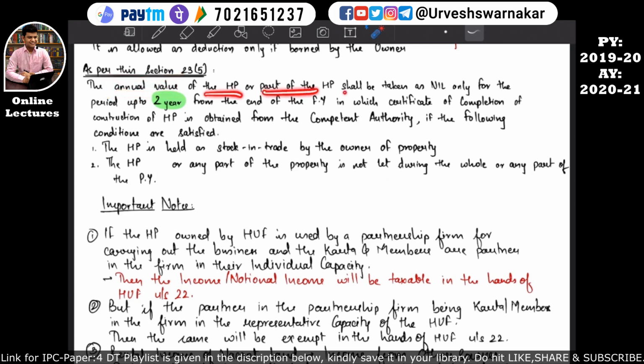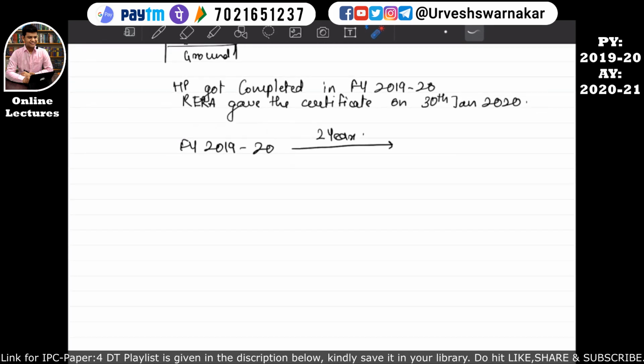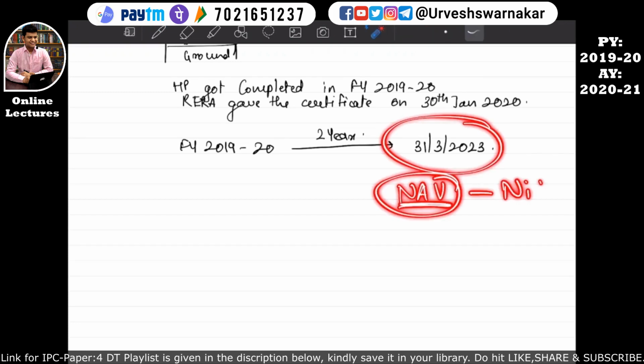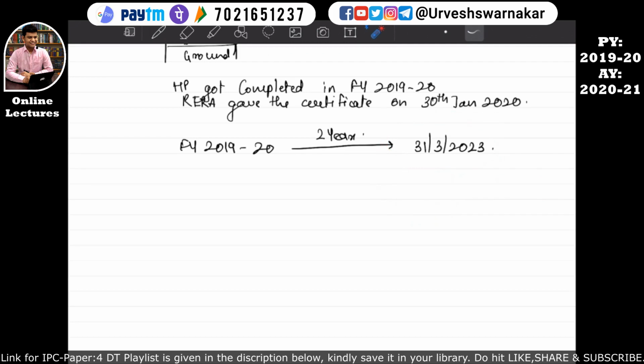the house property or part of the house property, shall be taken as nil only for the period of up to 2 years from the end of the financial year in which the certificate of completion of the construction of the house property is obtained from the competent authority. That means, for example, if the assessee has received the completion certificate in the financial year 2019-20, then from the end of the financial year till the next 2 years, that is up to 31st March 2023, the house property's NAV, that means net annual value, will be considered as nil. I hope this is quite clear to you all by now.